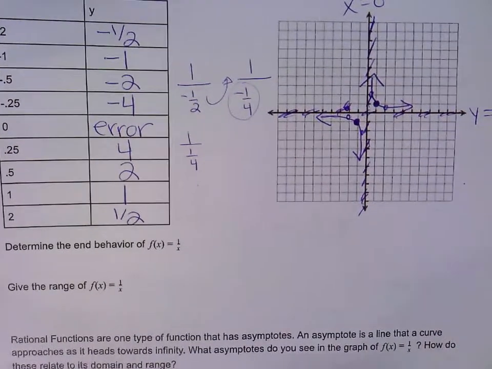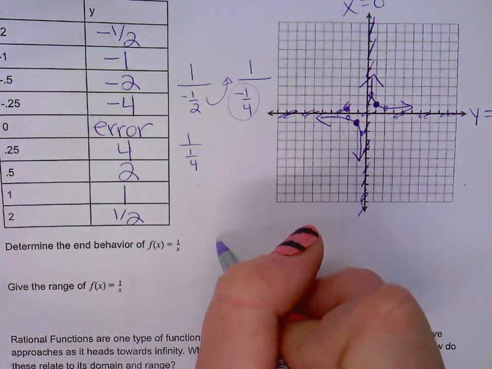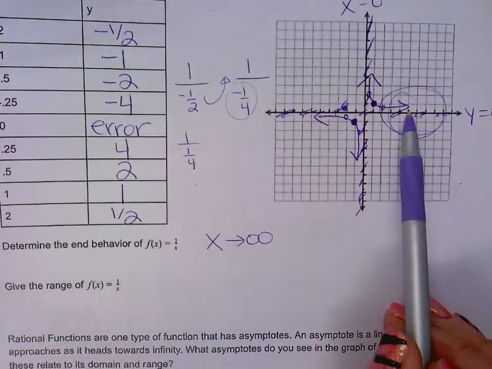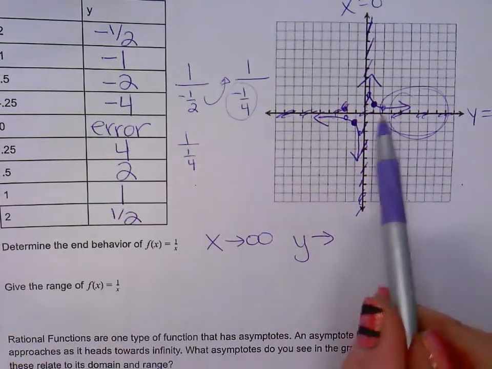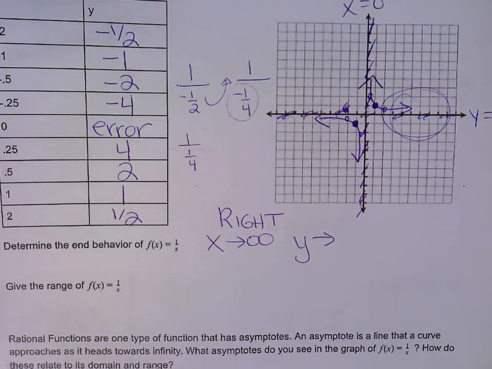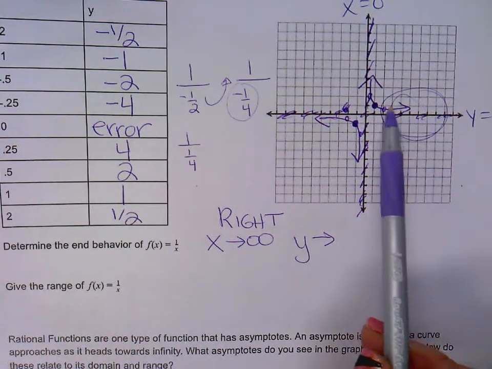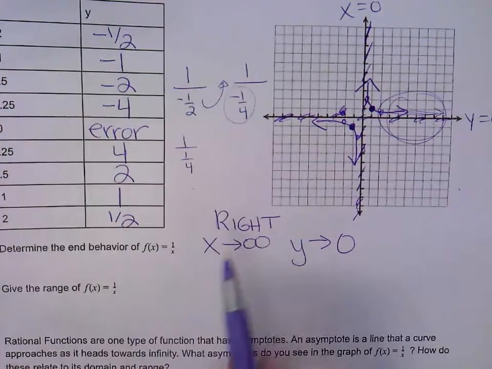All right, so end behavior. Determine the end behavior. What does the end behavior do? As x goes to positive infinity, what is this line approaching? So as x approaches infinity, the right side of the graph, what's the right side of the graph approaching? Is it going up or down? Or is it approaching a number? What is this arrow approaching? Yeah, it's approaching a y value of 0, right? I'm getting lower and lower and lower and lower. So the right end, y is approaching 0.